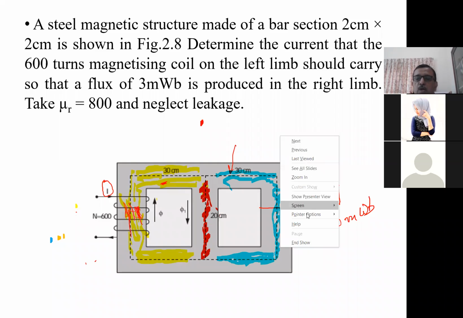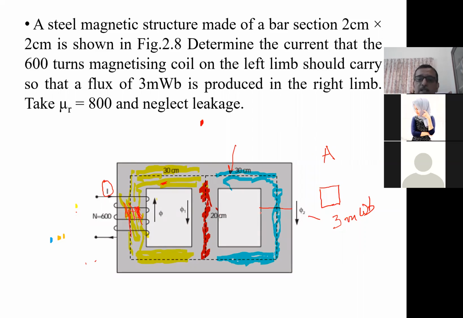Yes. So let us look at this solution. So here in the question, it is given the cross section is how much? 2 centimeter by 2 centimeter. So note the unit, it is 2 centimeter by 2 centimeter. So our area will be 4 centimeter square. You have to determine the current.